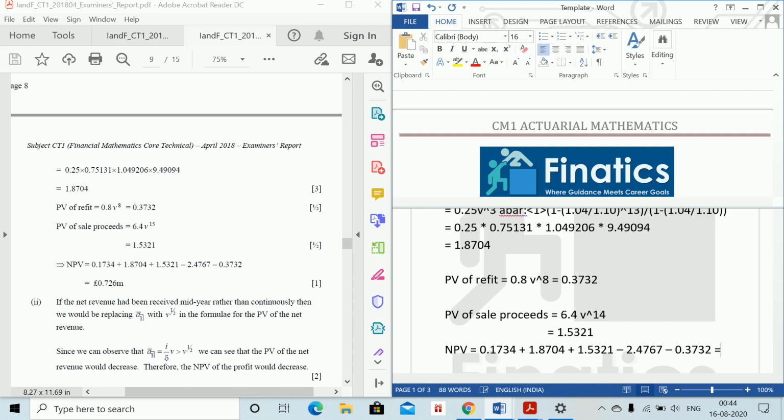which is equals to 0.726 million. So this is the way you can use the IFoA's notation and simply write in Word for CM1.